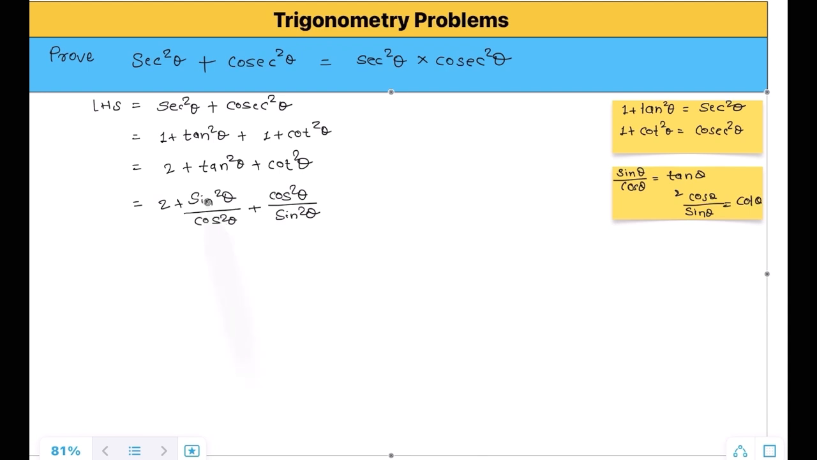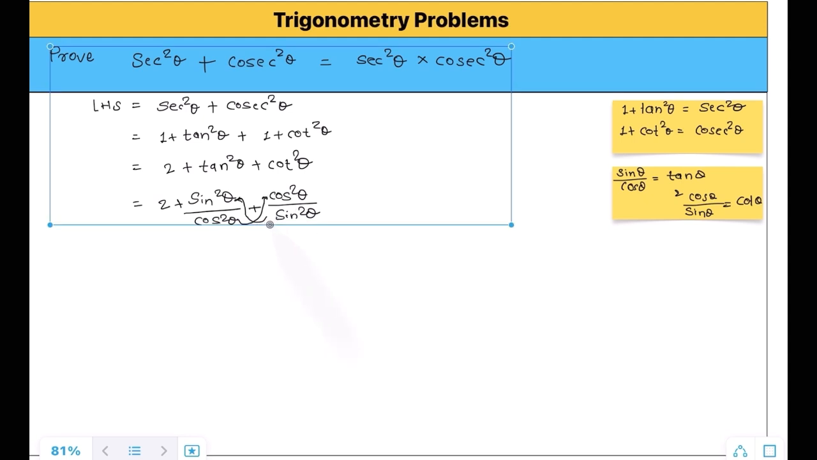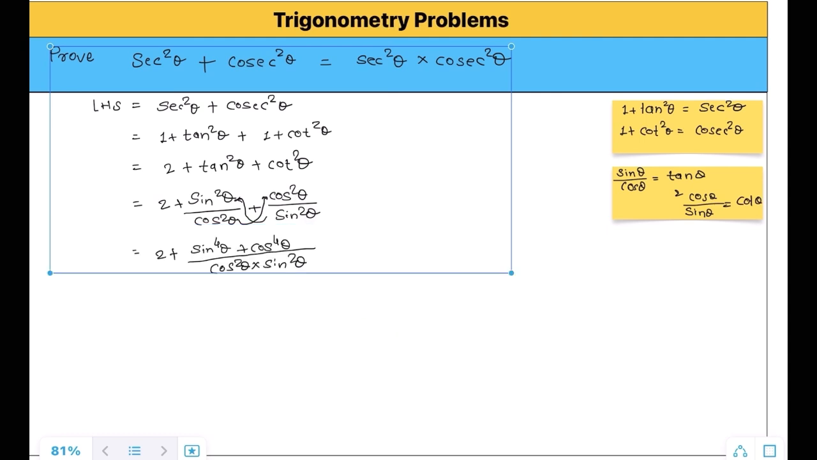Pay attention, since this is tan square theta, we have replaced it with sin square theta upon cos square theta plus cos square theta upon sin square theta. To do the addition, let's cross multiply by denominator. Sin square theta will multiply the sin square theta here, and cos square theta would multiply cos square theta here. What we will get is 2 plus sin raised to 4 theta plus cos raised to 4 theta, and at denominator we will get cos square theta into sin square theta.